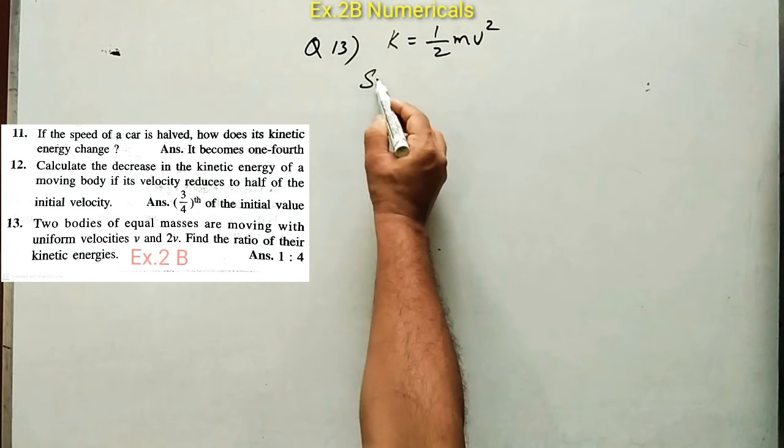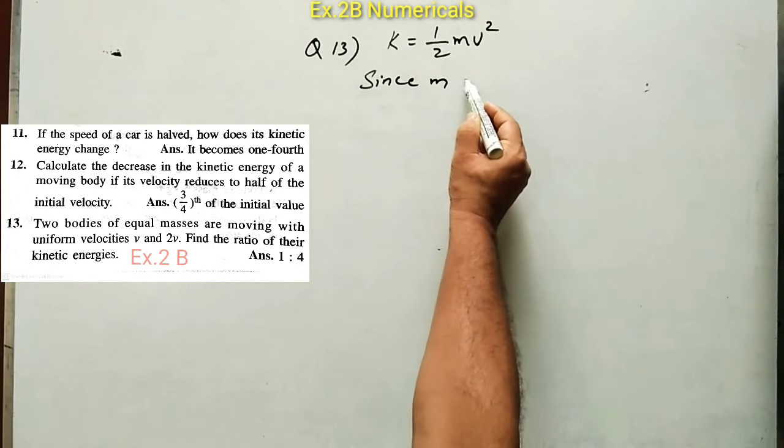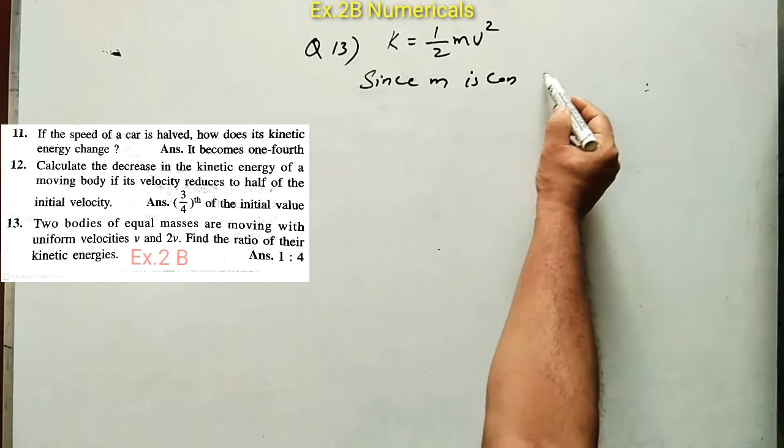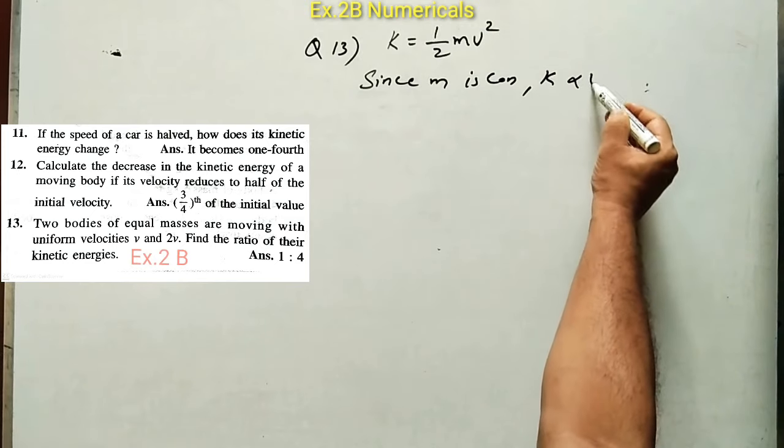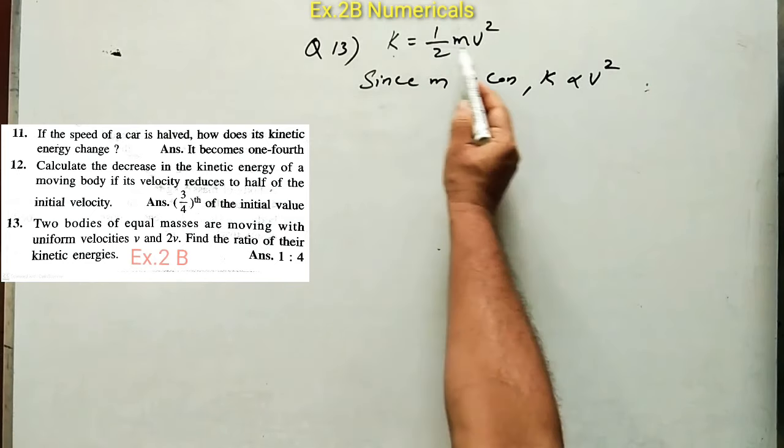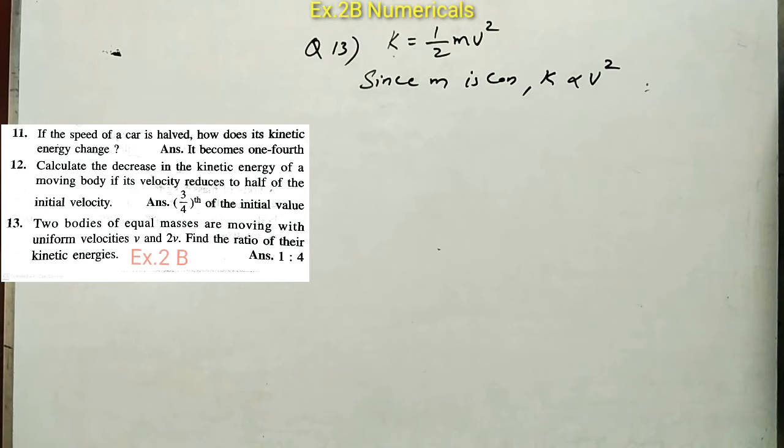So since mass is constant, I can write K directly proportional to square of the velocity. Kinetic energy directly proportional to square of the velocity. Clear?